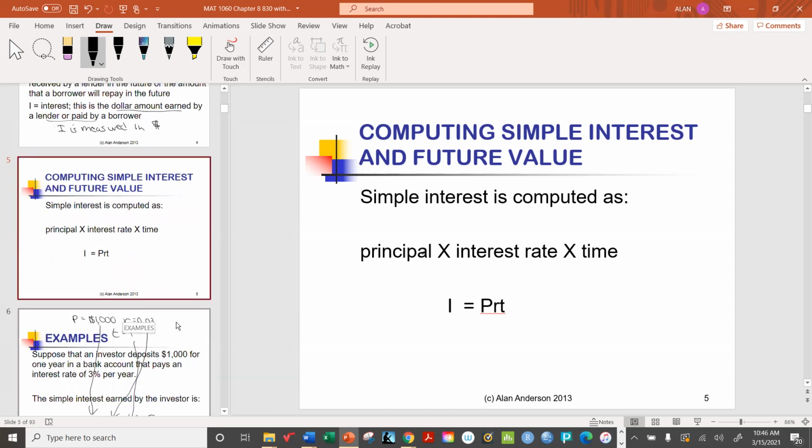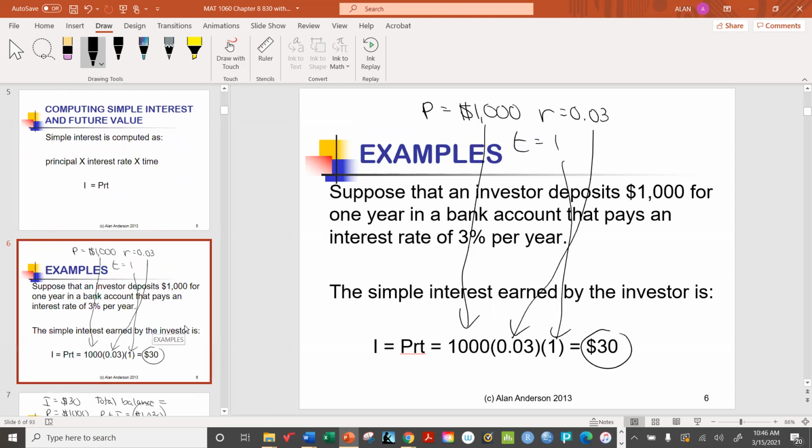Anyway, so we have a couple of simple examples here. We started out by noting that if an investor deposits $1,000 for 1 year in a bank account that pays a rate of 3% per year, then we can plug those numbers into this formula. And again, you note that this 3% was converted into 0.03. We didn't just leave it as 3 in the formula. So we plug in all the numbers and we end up with $30, which is the product of 1,000 times 0.03 times 1. And by the way, there's an important detail right here too. I just want to point out, notice how it says 3% per year.